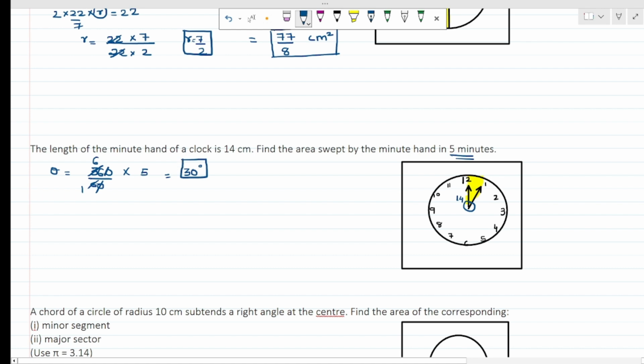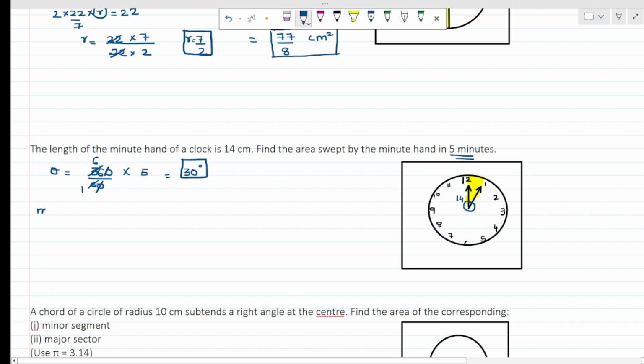Is it clear? Again, how did I get this value? 360, the whole angle of a circle, upon the minutes in 1 hour. There are 60 minutes in 1 hour, so I substituted 60 over here. I need to find out theta for 5 minutes, so I substituted my 5 over here. And I got my theta is equal to 30 degree. Now, as you can see over here, this area will be my minor sector.